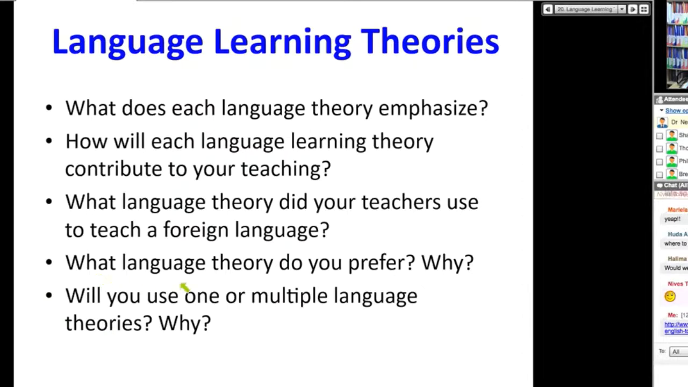And next question is, what language theory do you prefer and why? And the final question, will you use one or multiple language theories? Will you use one or multiple? In other words, which ones are you going to use and why?